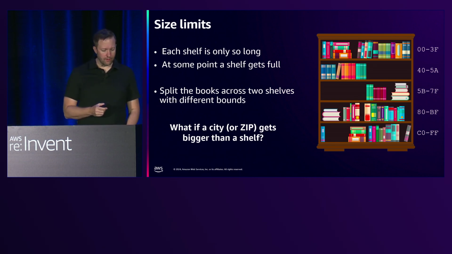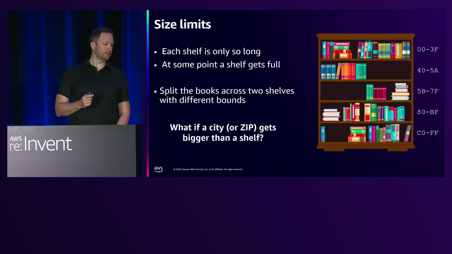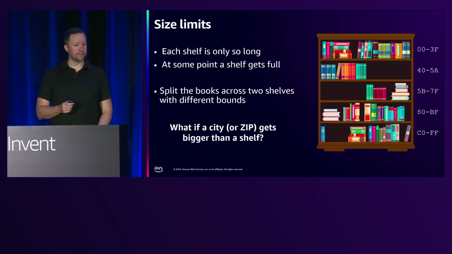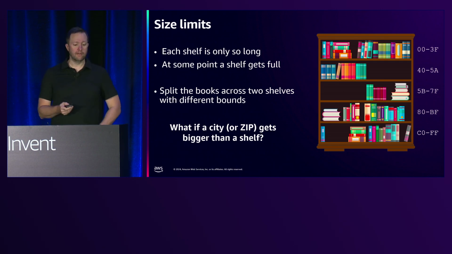What if a city or like a zip code gets bigger than a shelf? Well, New York and whatnot are very big cities. They did this already. They just make multiple books for that city, alphabetically by the sort key, by the last name. And so you do the same thing. You can split across the shelves the same city, but in just different books. And it will pick a sort key that's a good split point for you.